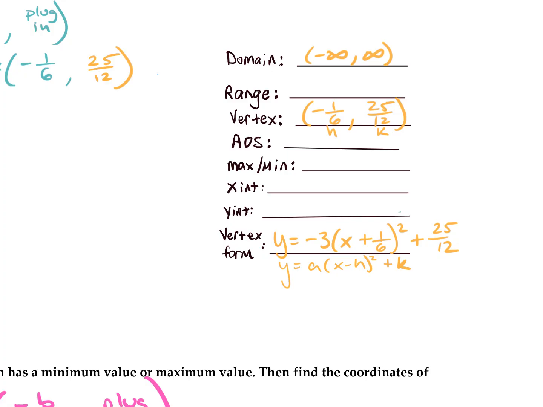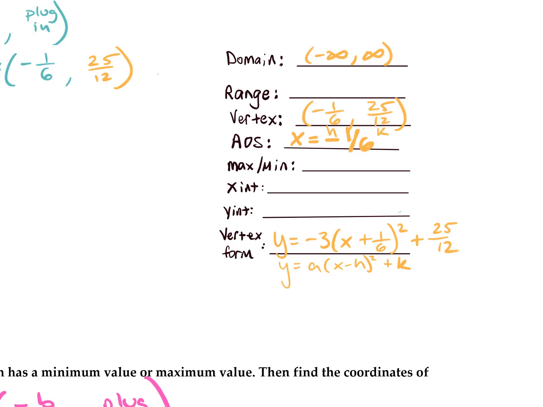What's our axis of symmetry? X equals negative 1 over 6. Perfect. It's always your x in your vertex. So x equals, axis of symmetry is going to be a line. So don't forget that x equals.